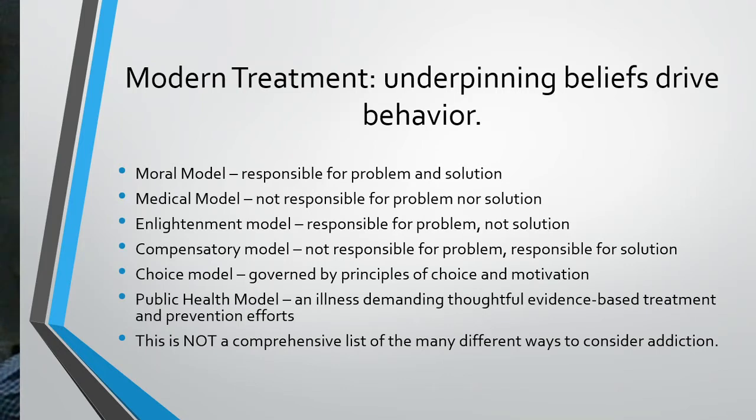Now we've got choice models that are governed by principles of choice and motivation, and that at a subliminal level sometimes we make choices because we're motivated to do one thing or another. And that motivation may be to avoid consequences, but generally that motivation is to do something else. Public health model. This is an illness. It demands thoughtful, evidence-based treatment and prevention efforts. It demands understanding and scientific, evidence-based conclusions about what it is that we're dealing with, etc.